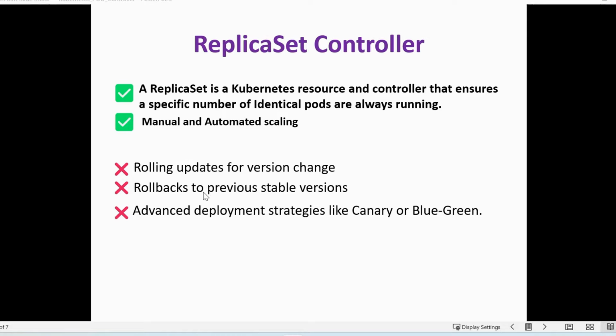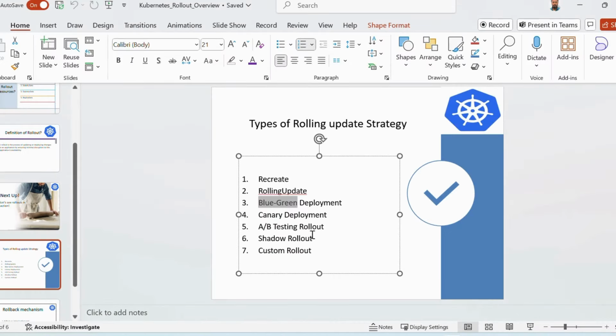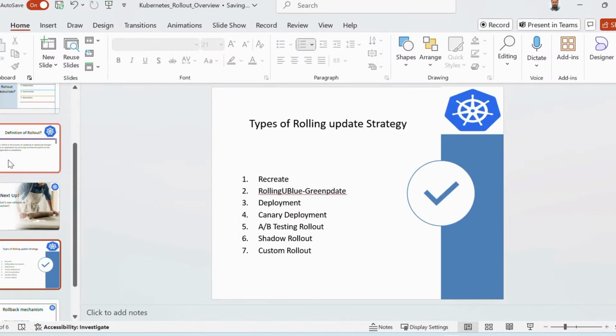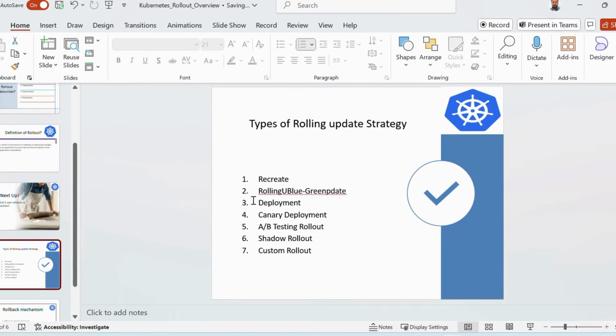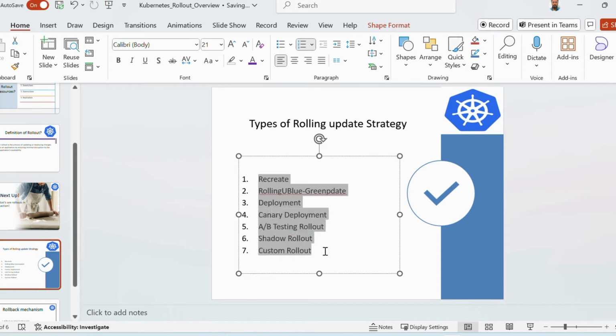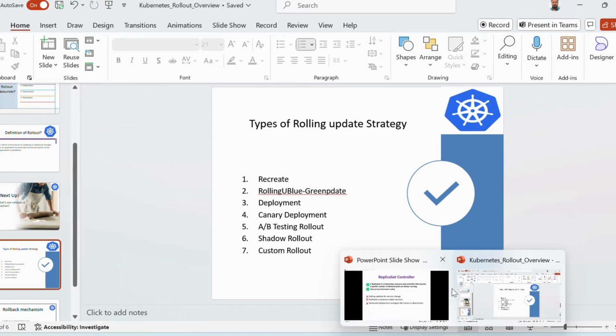Similarly, when you perform a rolling update, you may need to go back to the previous version if anything goes wrong. Even that option is not available in the ReplicaSet controller. And there are some deployment strategies. In my previous video, I explained what a rolling update is, what rollout is, and the different types of rolling update strategies we have. This support is also not available in the ReplicaSet.